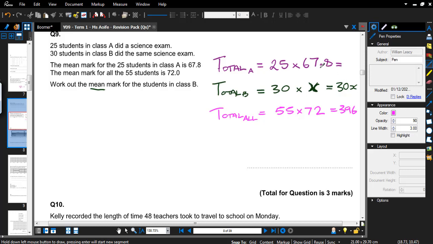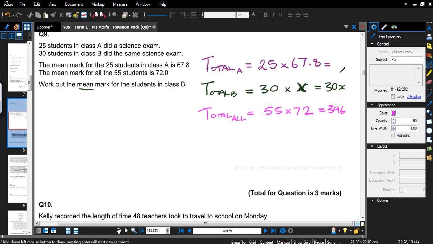I shouldn't really be doing this in my head. Anyway, if you multiply by 100, that would be 6,780, and then divided by 4 to get 25. So it's going to be 1,695, I'm going to say. Yeah, whatever. 1695. Let's go with that.